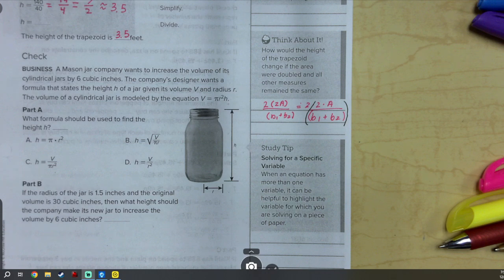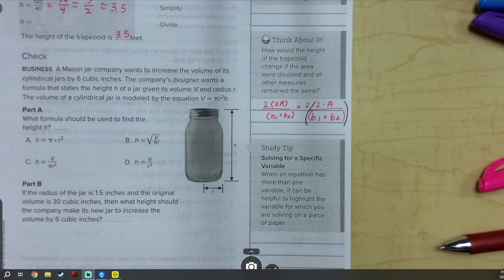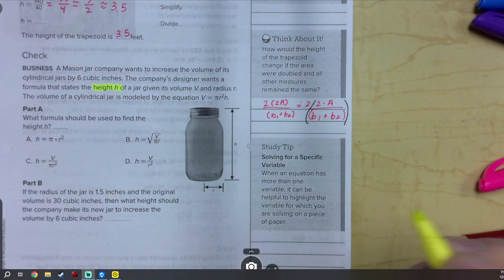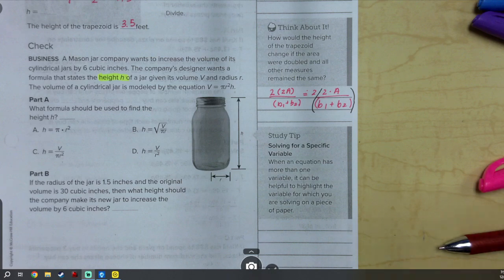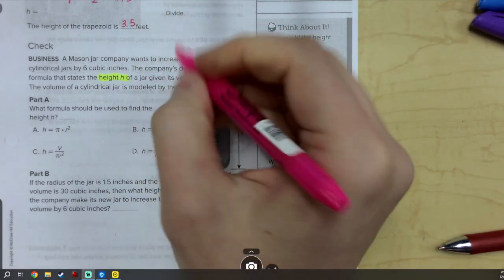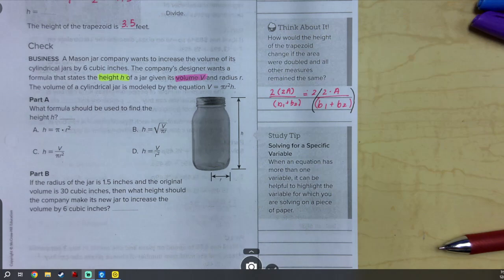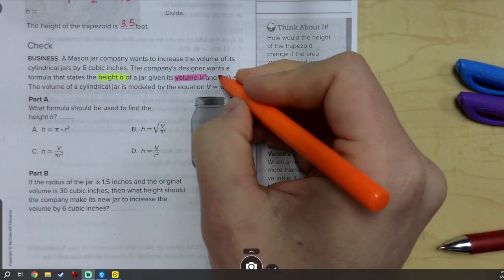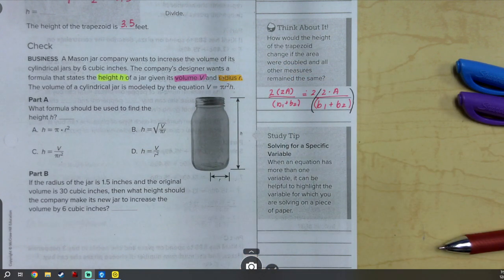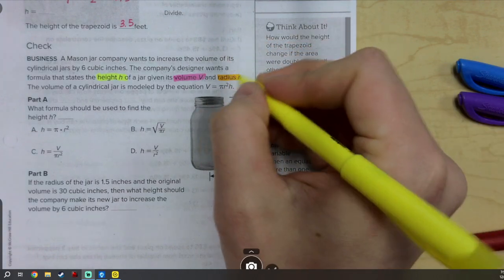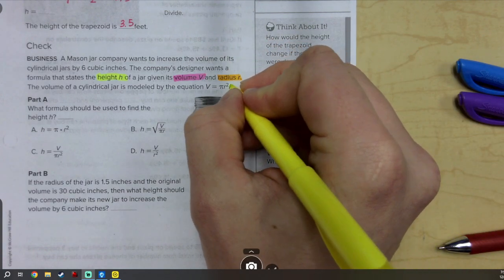A mason jar company wants to increase the volume of its cylindrical jars by 6 cubic inches. The company's designer wants a formula that states the height h of a jar, given its volume v and radius r. All right, very straightforward. Volume v, radius r. The equation we get to deal with is v equals pi r squared times h.